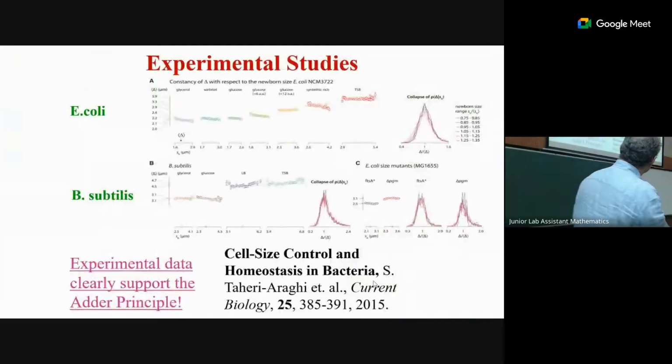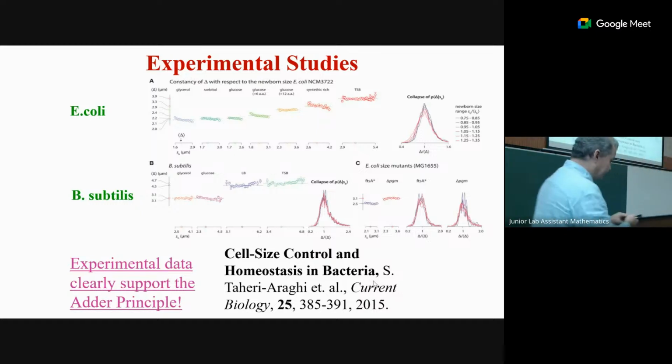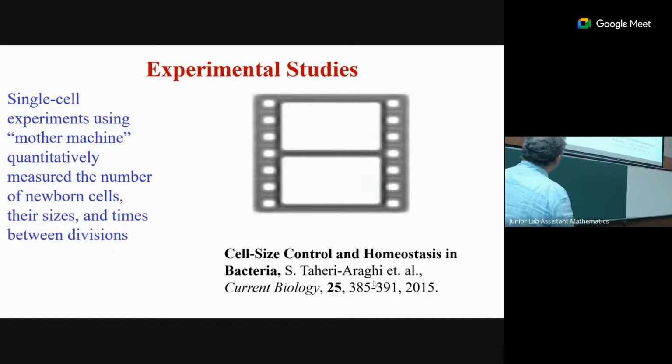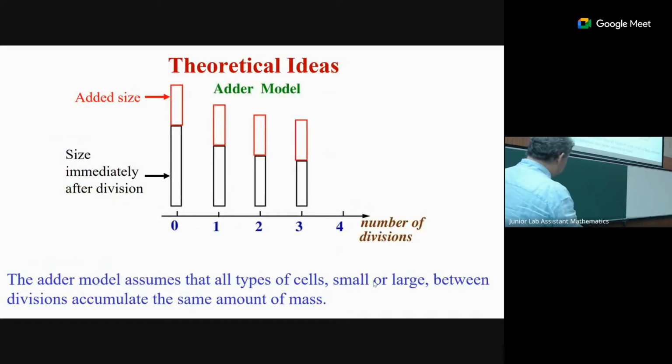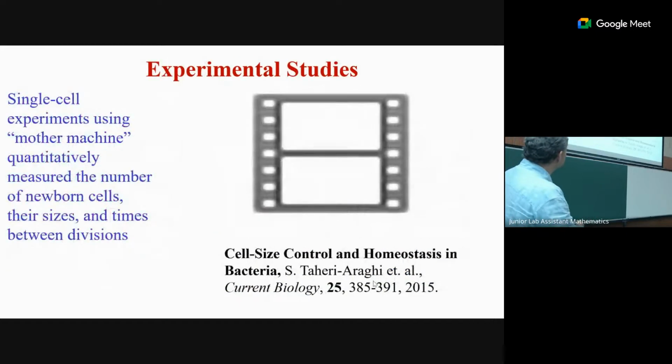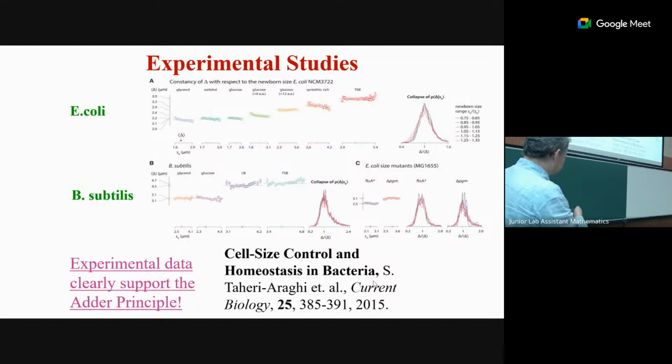But this is the same point here. You understand, right? There's nothing wrong here. Bacteria, depending on the food, add a different amount, but they add the same amount for a given food. Which means this is the adder principle. Remember what I told you a couple times ago? This is the adder. This is the idea that between divisions you add approximately the same amount. This picture says that between divisions you added approximately the same amount.